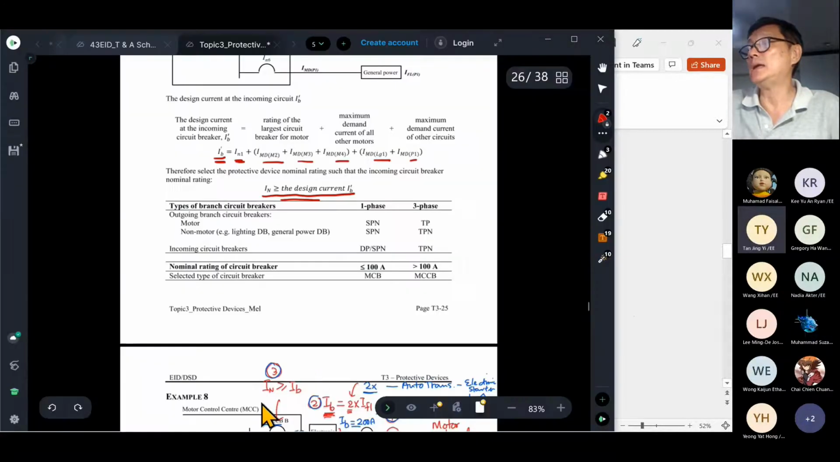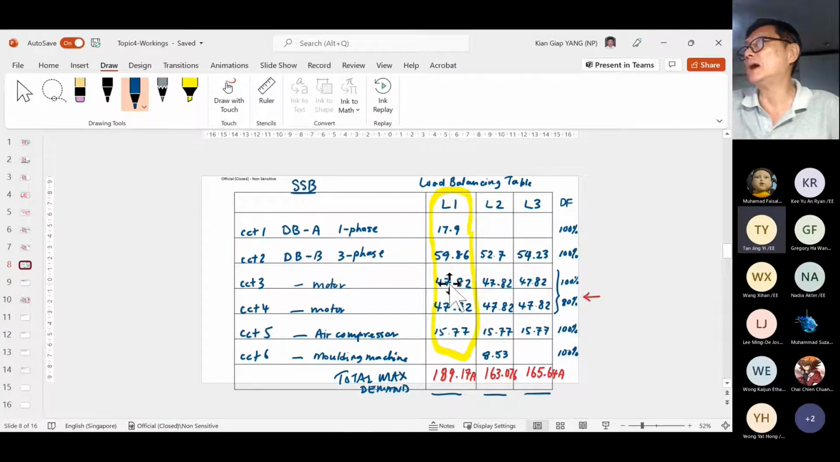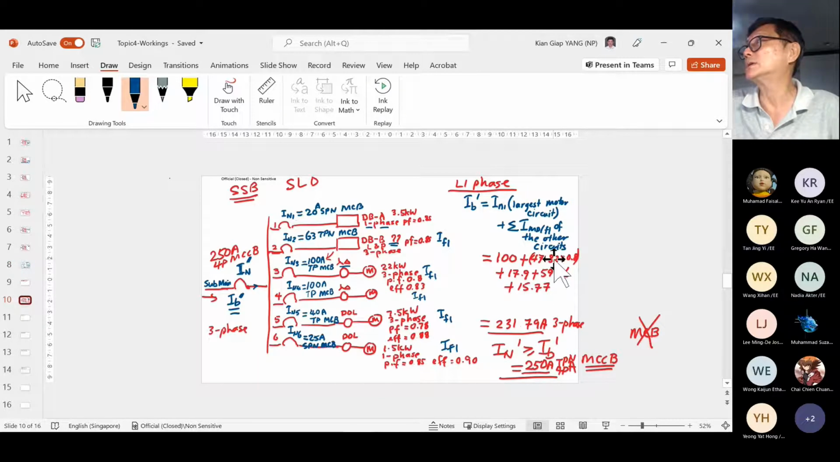So I take the circuit breaker rating of the first one already, so I don't count this 47.82. I take the circuit breaker rating. But the second circuit, I need to take the maximum demand. This is the I full load, and this is the diversity factor. That's why 47.82 times 0.8 comes from here. That's how I get this number. Then the rest 100%. Oh, yeah, I know.